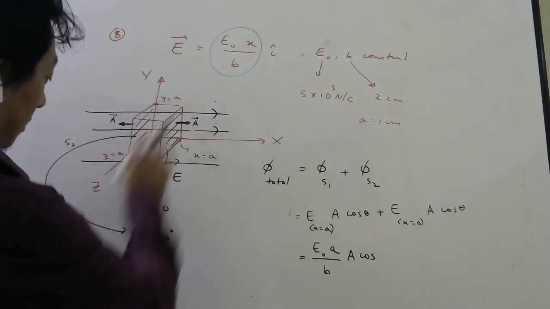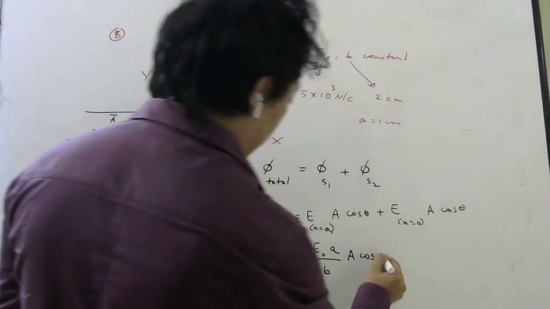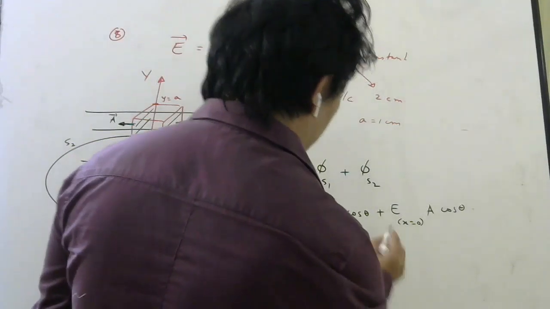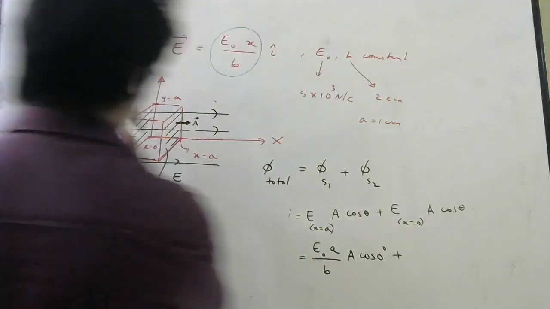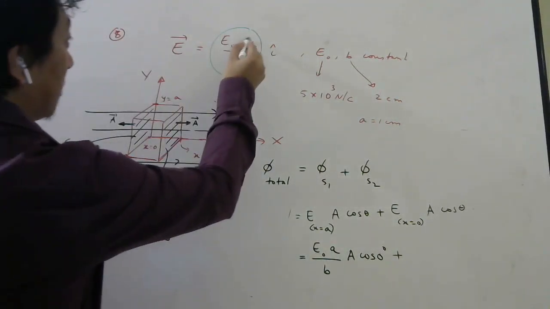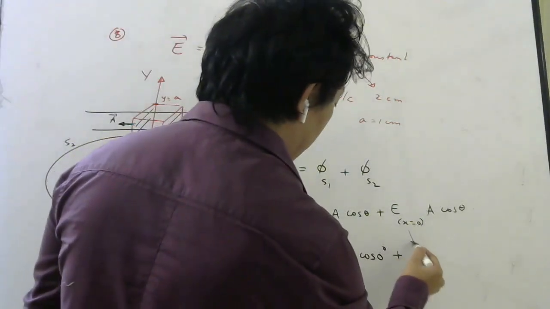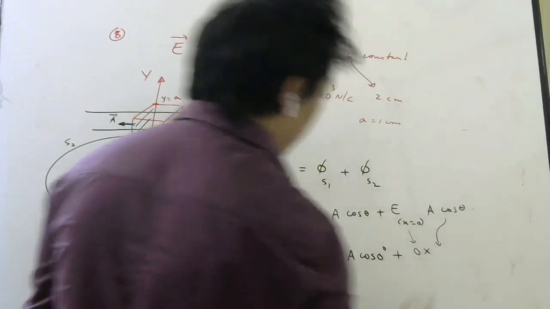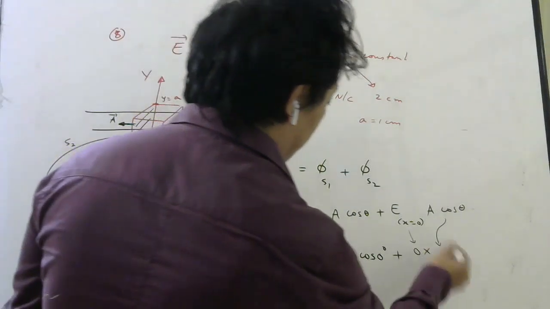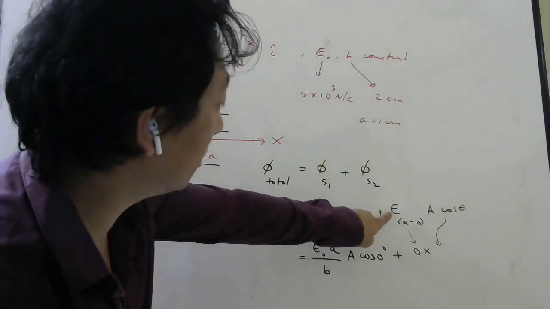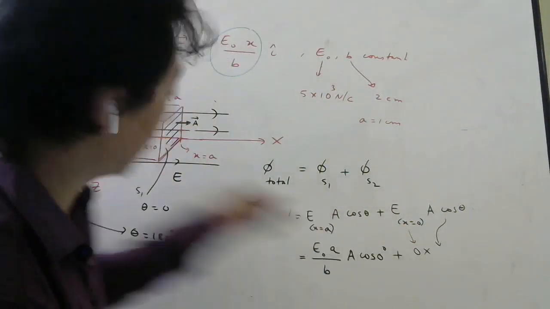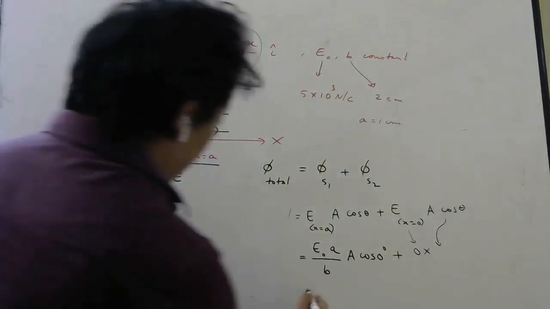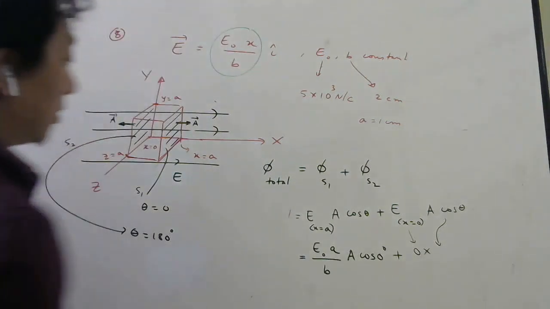For this surface, the angle between electric field and area vector was 0 degrees. What is the electric field at x equal to 0 for the other surface? If x is 0, electric field will be 0. So if this is 0 and you multiply with this, it will become 0, right? So it doesn't matter. This part will be 0 because the field itself is 0 at x equal to 0 for this surface. Understanding or not? So this will be the electric flux through the cube.